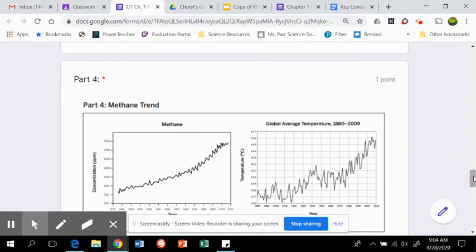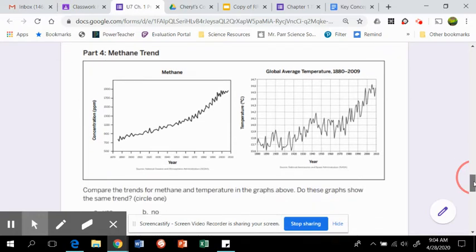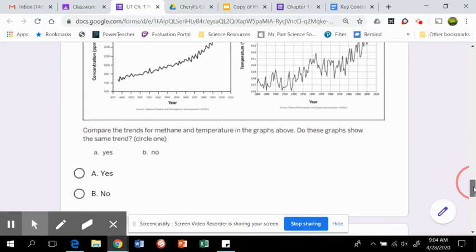Part 4, methane trend. You have a graph on the left that represents methane in the atmosphere. You have a graph on the right, which is representing global average temperature from 1880 to 2009. Your question is, compare the trends for methane and temperature in the graphs above. Do these graphs show the same trend? Yes or no? Looking at overall trend.